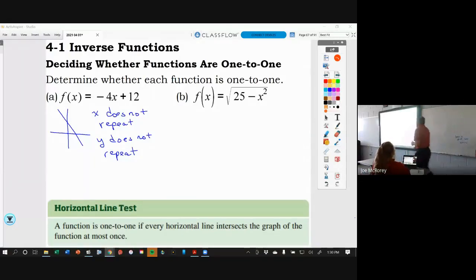Okay, so function A is in fact 1-to-1. So this is a 1-to-1 function. Okay. Now B, that's not something we spend a lot of time on. It is a graph, it is a function, that's 5 minus x.